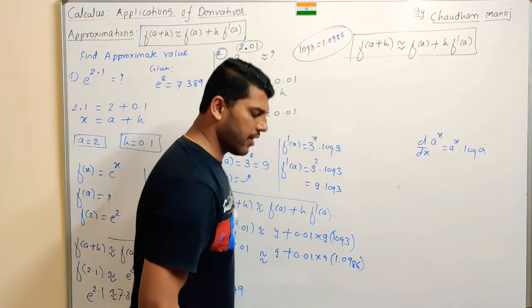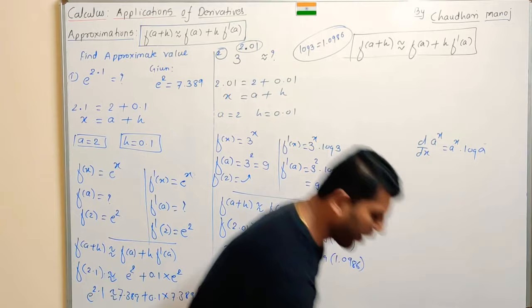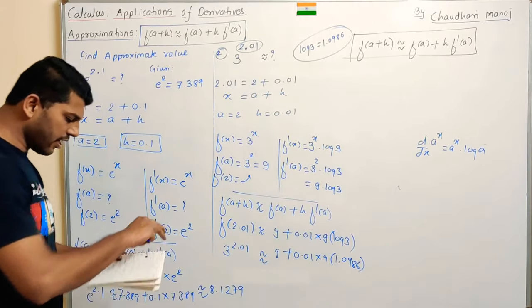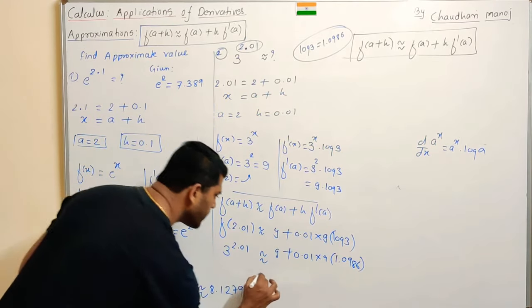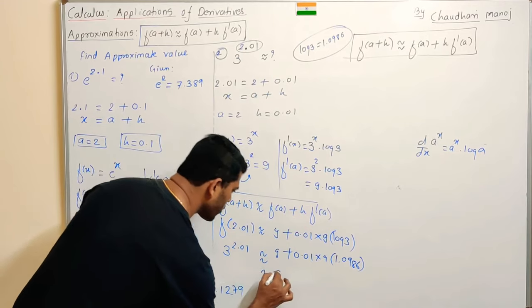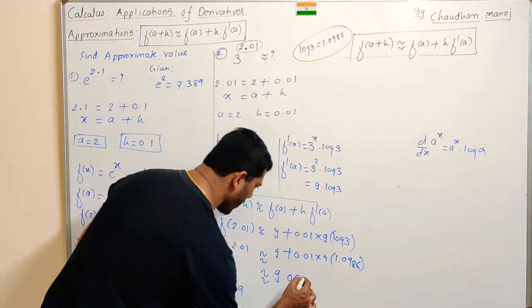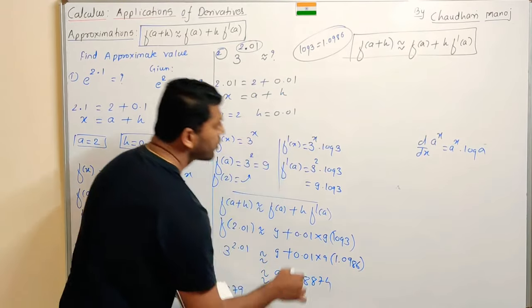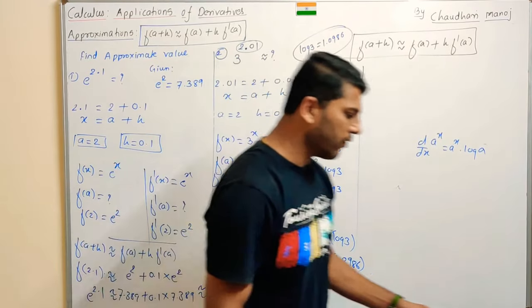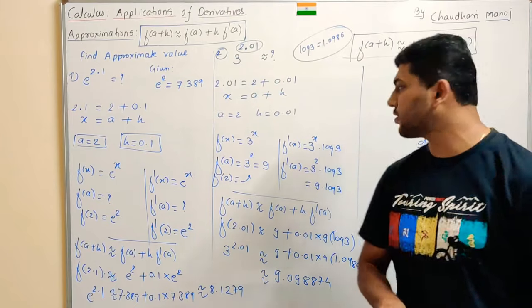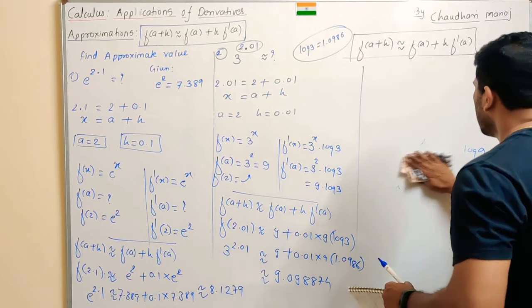1.0986, and please calculate and find out your answer. I already calculated this one to save our time, and please cross check later on whether it's correct or not. It's 9.098874. So it is up to you. Please confirm this final answer for this question.